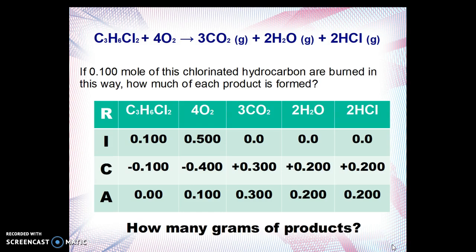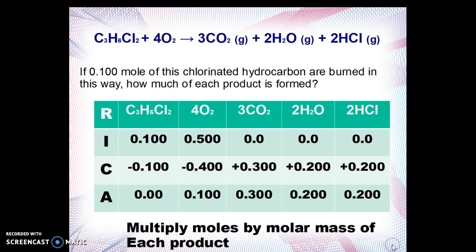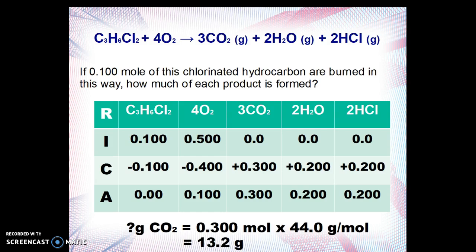How many grams of product does that represent? Well, we multiply the number of moles of the product by each molar mass for the products. Carbon dioxide is 44 grams per mole molar mass. So we multiply that by 0.3 moles and we get 13.2 grams. Next, the water. We have 0.2 moles of that at 18 grams per mole. That's 3.6 grams, 3 digits. And finally, the hydrogen chloride is 36.5 grams per mole, 35.5 plus 1 for the hydrogen. Multiply that by 0.2 and you get 7.30 grams.